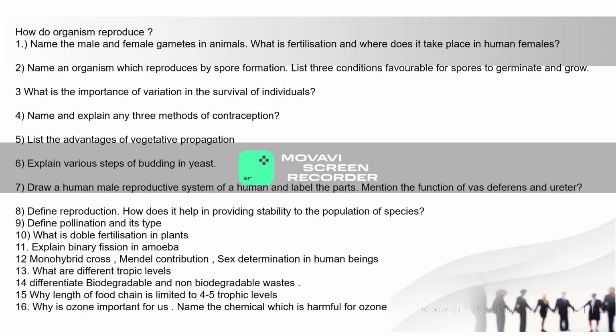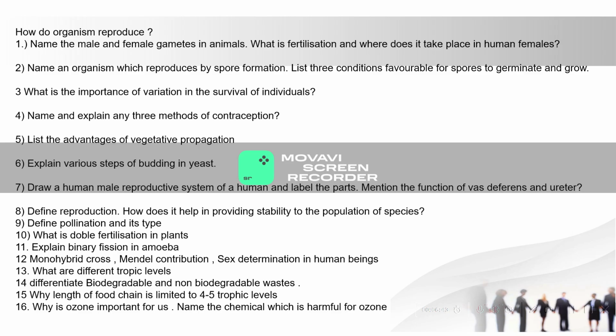What are different trophic levels? So you know that producers are at first trophic level, consumers are at second trophic level, and so on. Differentiate between biodegradable and non-biodegradable waste, you know that. Why is the length of food chain limited? That is due to energy, because energy keeps on decreasing from one trophic level to another trophic level.